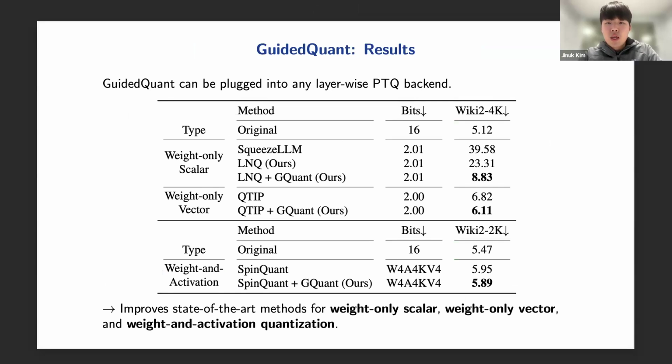GuidedQuant can be plugged into any layer-wise PTQ backend method, and it consistently improves state-of-the-art methods in different formats. In weight-only scalar quantization, it lowers perplexity from 23 to 8. In weight-only vector quantization, from 6.8 to 6.1. And it further improves the state-of-the-art weight and activation quantization performance as well.